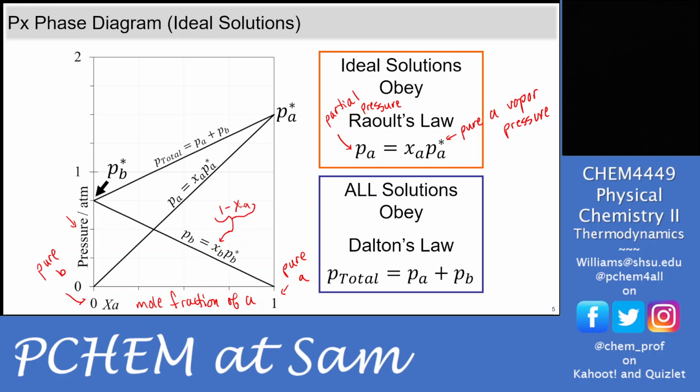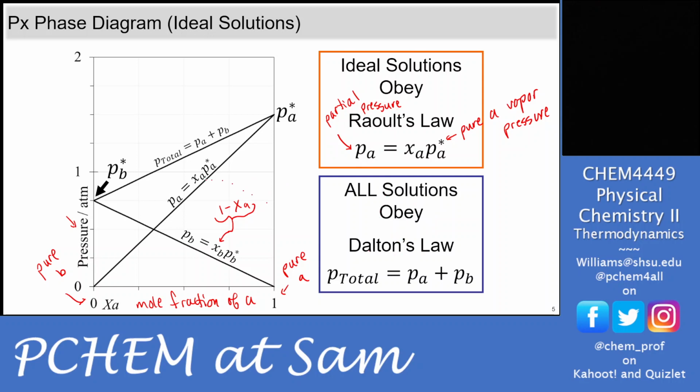So if XA is 0, then we're at XB is 1 over here. Okay. And so the partial pressure of B is just the mole fraction of B times the pure vapor pressure of B. Okay. And then all solutions obey Dalton's law. Raoult's law is for ideal solutions, but all solutions obey Dalton's law.